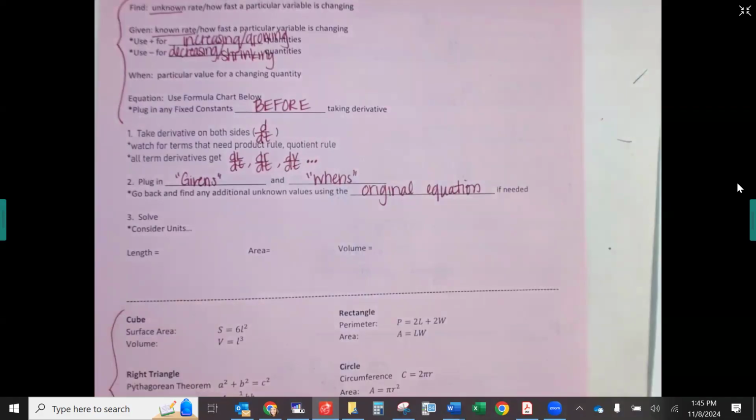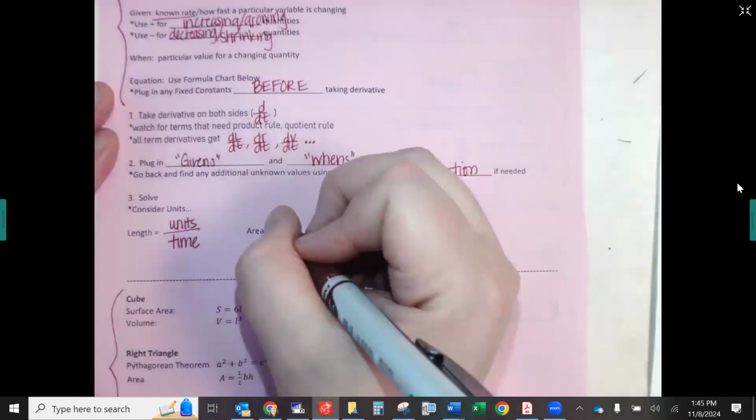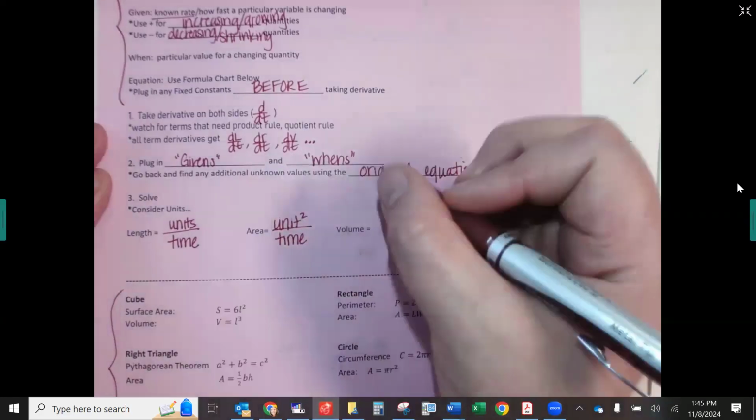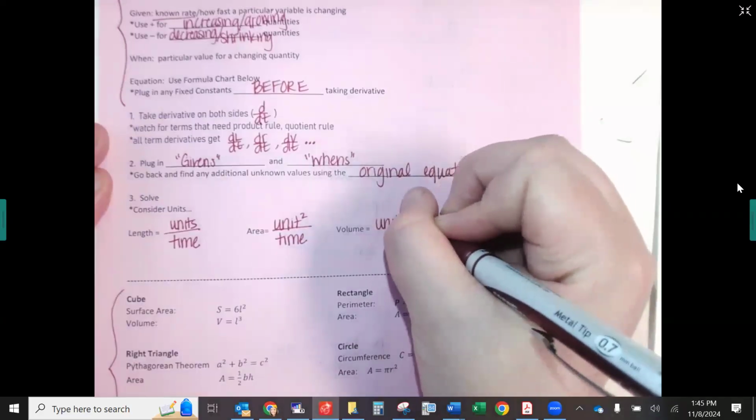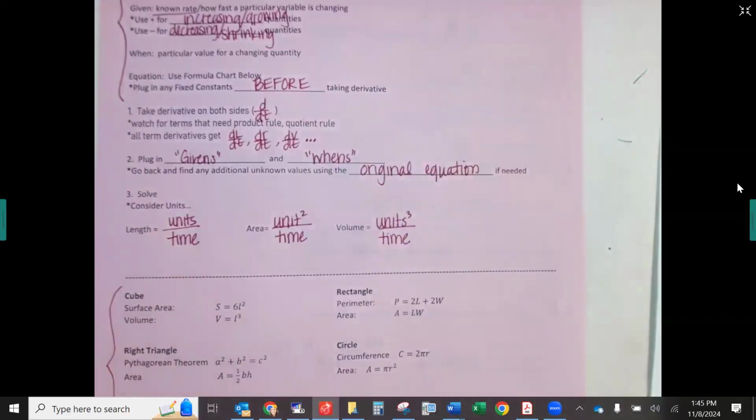For your units, if it is a length, like a radius or the side of a triangle, it would be units per time. What about if it's an area's rate of change? Units squared per time. Okay, and then the last option would be if it's a volume, that would be units cubed per time. You're welcome to keep track of units the whole time in the question, or just go back and put them on the end, which I think is easier.